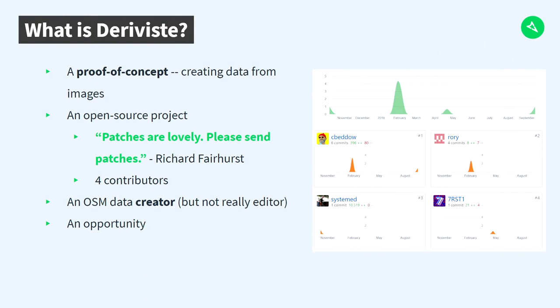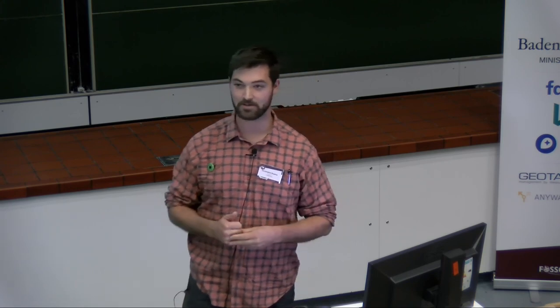First and foremost, you can call it a proof of concept. The idea was to create data from images. It's an open source project created by Richard Fairhurst, who, to quote him, says, "Patches are lovely. Please send patches." So we're looking for more people to collaborate on the development. There's four contributors so far. And it's not really an editor for OSM because you can't edit things that exist already, but it's more of a creator. So you can create new data.